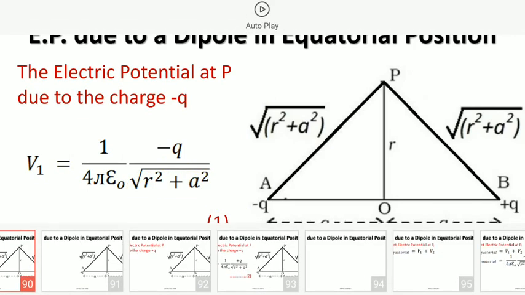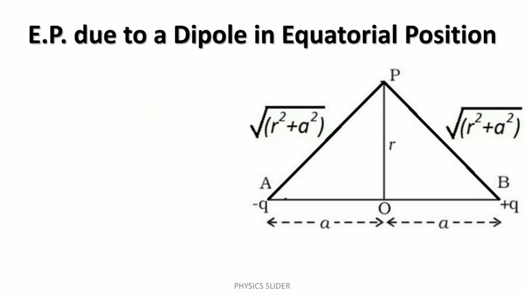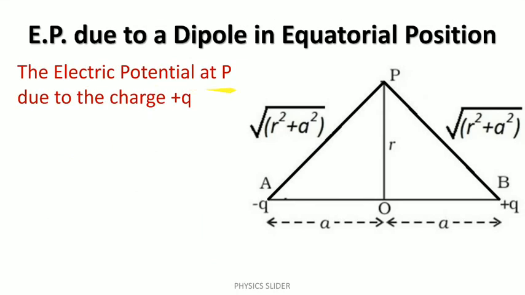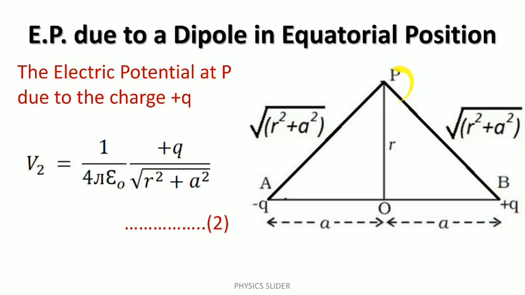Now the electric potential at p due to the charge plus q, at this point, this will be v2 is equal to 1 upon 4 pi epsilon naught plus q, this charge, and the distance under root r square plus a square. This we have taken as equation 2.